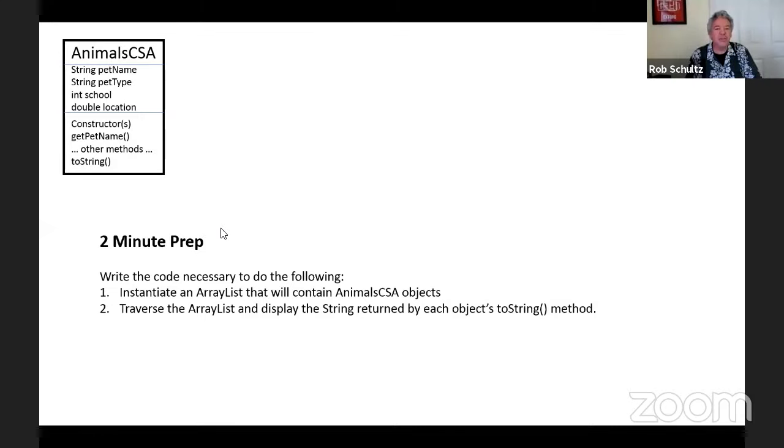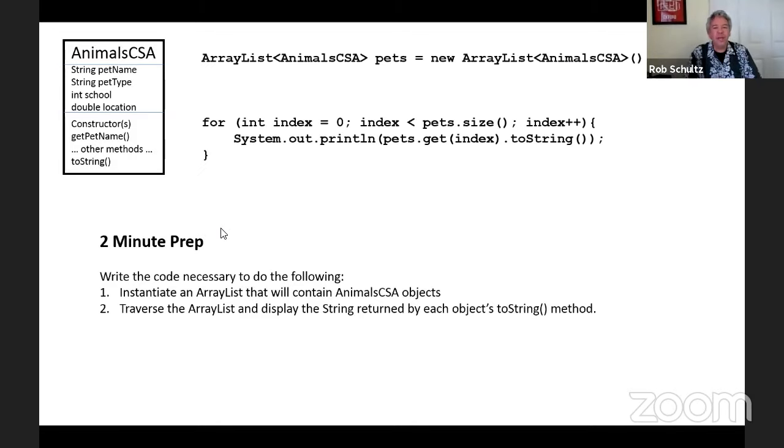Okay, let's take a look and see what we've got. Okay, so to implement an array list that will contain Animals CSA objects, we can look at the first line of code at the top. We've got ArrayList, and then in our greater than, less than brackets, we've got AnimalsCSA. We're going to call it pets, and then it's going to equal a new implementation of ArrayList AnimalsCSA. So there is our array list, and we're going to talk more about that in a second.